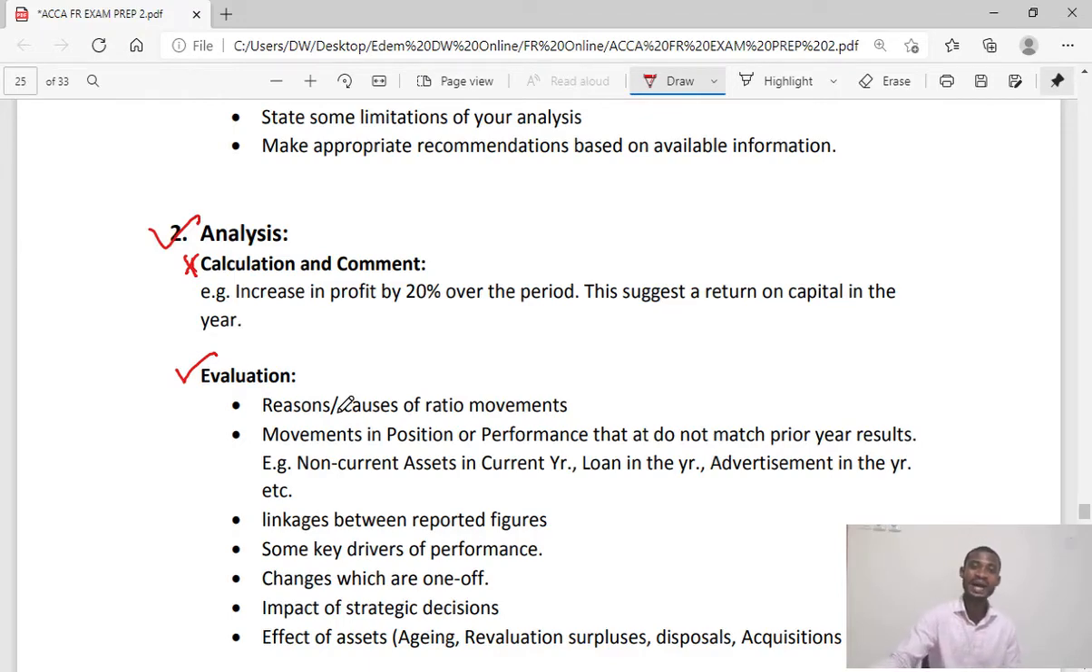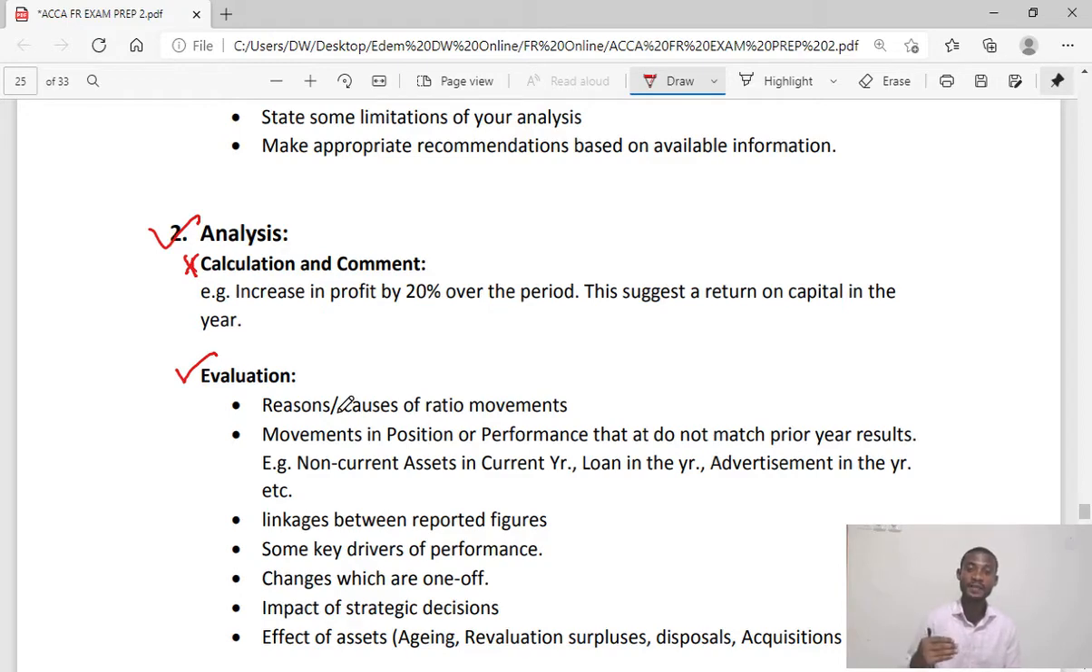So what are the facts? You are not going to speculate. You are using the scenario to do the evaluation. So you are not speculating. Or there has been a loan in the year. So maybe they have taken a loan in the year and that has led to an increase in debt. So gearing will increase.